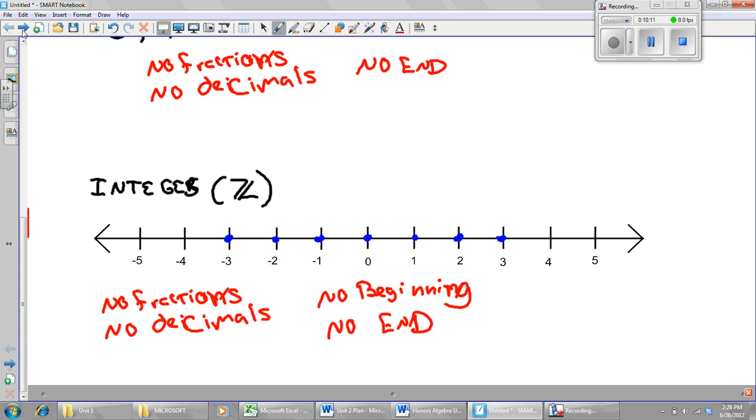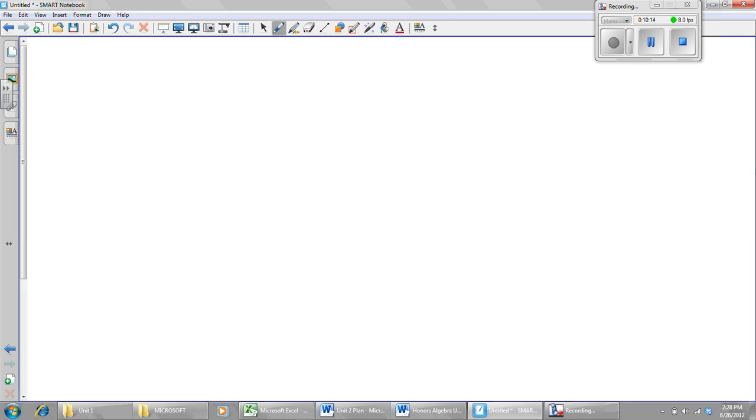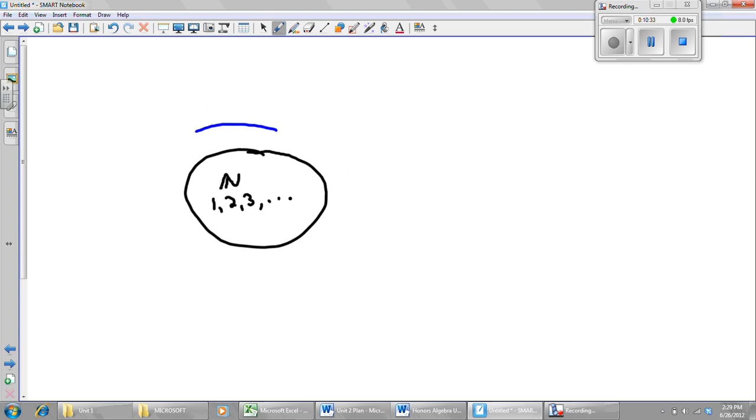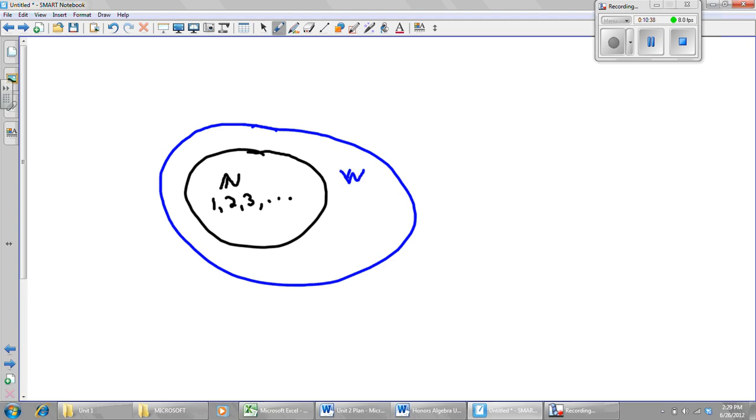Now, some people think about them this way, and this is going to be an important concept. They think about the natural numbers fitting into this group here. All right, this contains all the natural numbers. No fractions, no decimals, etc. And then they think about the whole numbers as a circle around that. And here's why they think about it that way. If I am a natural number, do I have to be a whole number? See if you can answer that. If I'm a natural number, am I also a whole number?